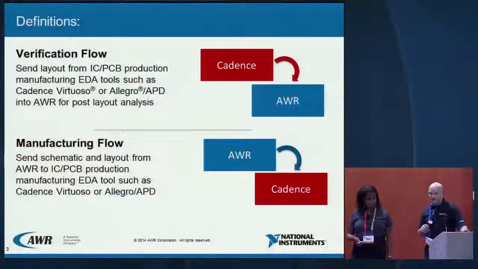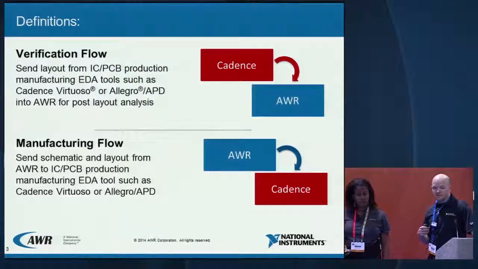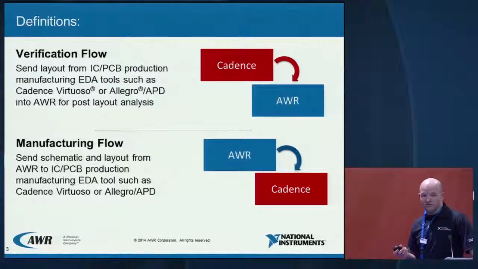Similarly, we have customers ask about what we call a manufacturing flow, and that's where you start a design, the RF section of a design inside of AWR, and ultimately that design has to go into some manufacturing tool. It could be IC, it could be PCB, so it could go to Virtuoso or Allegro, but you want to get the RF section in there and then finish off the rest of the chip.